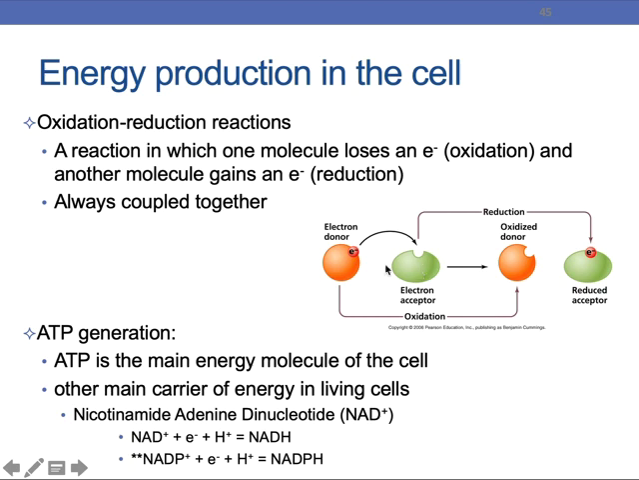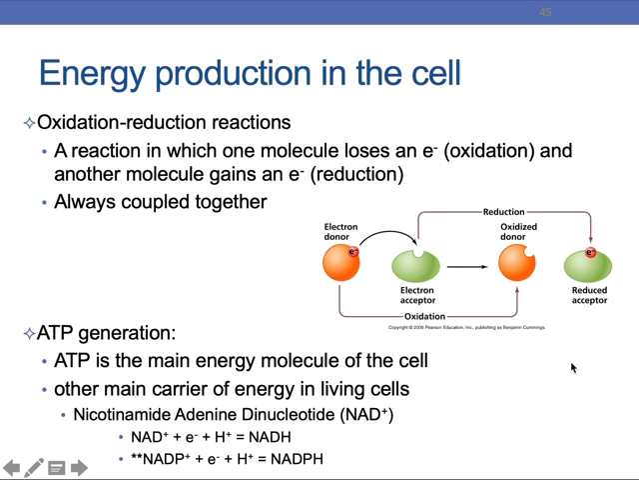The molecule that releases the electron is said to have been oxidized at the end of the reaction. And the molecule that accepts the electron is said to have been reduced at the end of the reaction. So we have an oxidation component and a reduction component of the reaction.